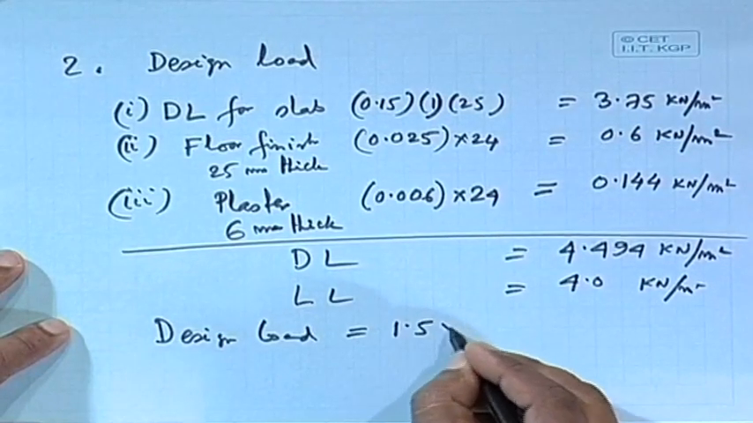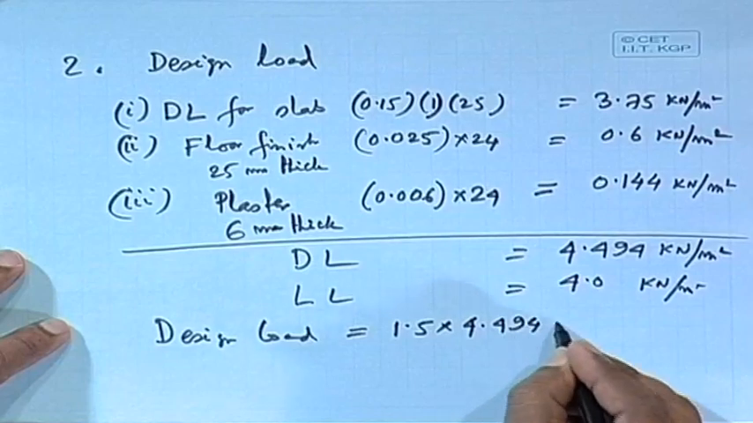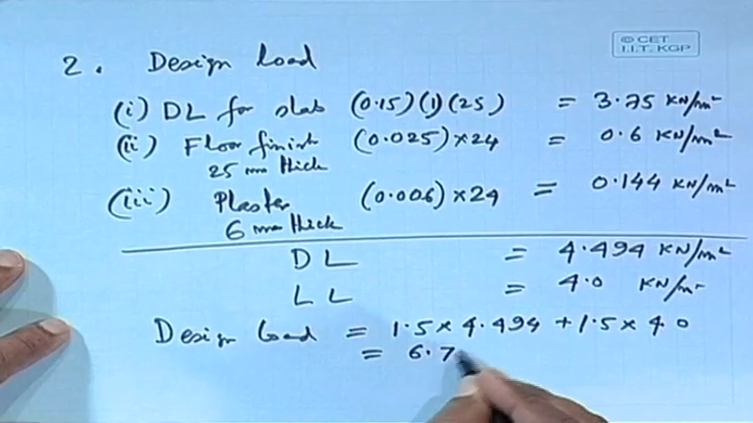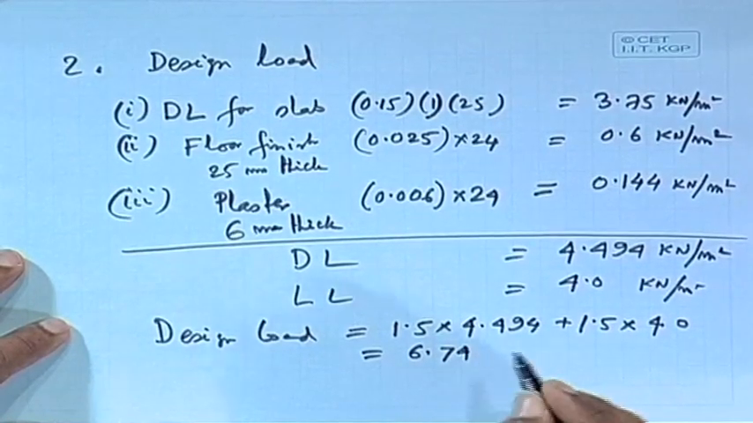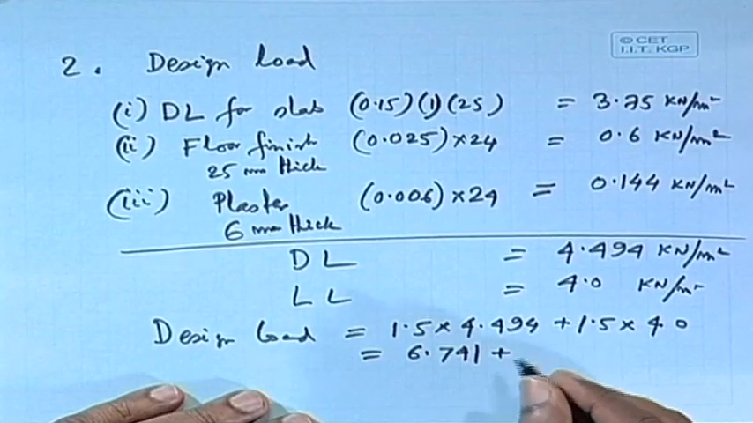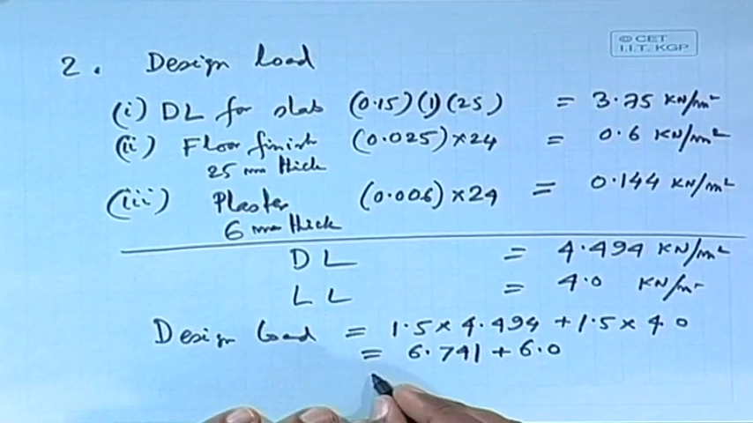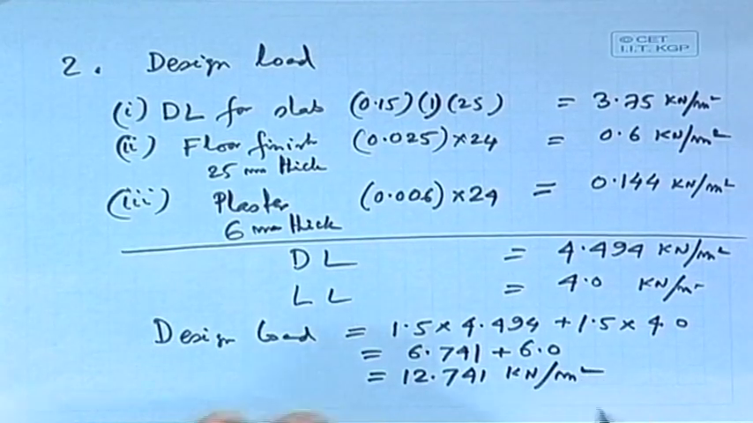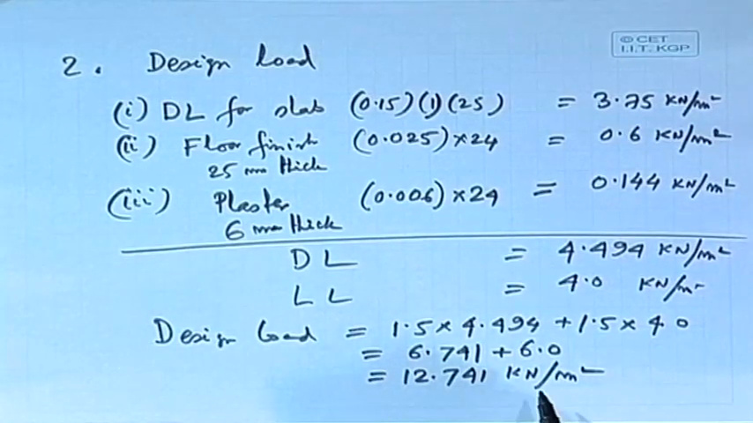equals 1.5 times 4.494 plus 1.5 times 4.0. I think I should make it a little bit clear. So, 4.494 into 1.5 is 6.741, plus 6, which comes as 12.741 kilonewton per square meter. So, this is your design load which we have to take. So, design load we are getting 12.741 kilonewton per square meter.